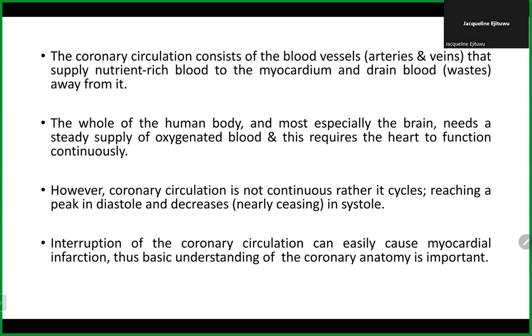The coronary circulation consists of blood vessels, that is, it includes arteries and veins that supply nutrient-rich blood to the myocardium and drain wastes away from it. The whole of the human body, and most especially the brain, needs a continuous supply of oxygenated blood, and this requires the heart to function continuously.